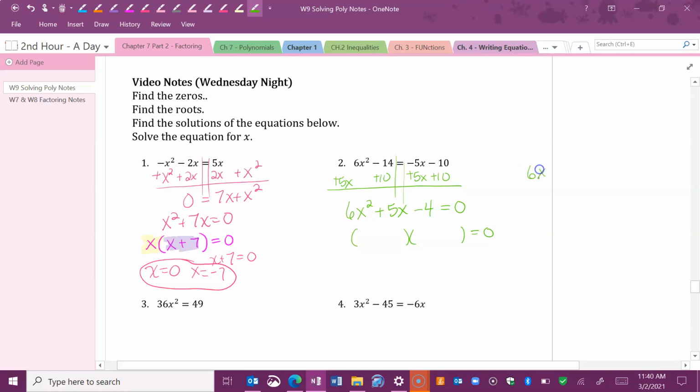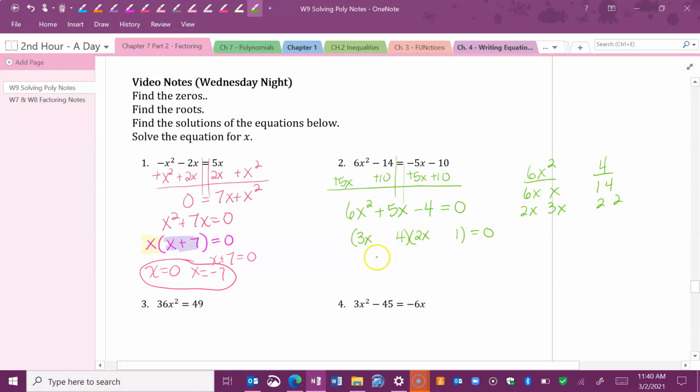My options for 6x squared are 6x and x, or 2x and 3x. So I'm going to go ahead and start with 3x and 2x. For 4, I have 1 and 4, or 2 and 2. Now I know 2 and 2 won't work, because if I put a 2 in here and I put a 2 here, I'll have a 2 here that will come out. It means I have a GCF. So I'm going to try 4 and 1 and see what happens.